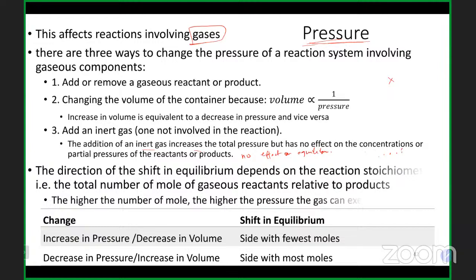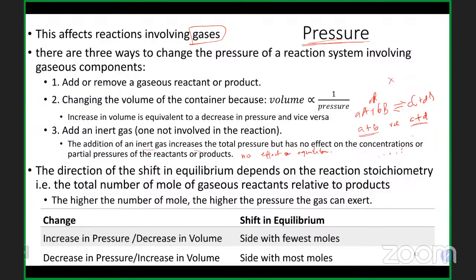Anyway, so how does pressure affect equilibrium? First thing you have to notice is the relative number of moles of the reactants compared to that of the products. The higher the number of moles, the higher the pressure it can exert. So we'll look at an example. aA plus bB going to cC plus dD. Now we're looking at A plus B relative to C plus D. Whether pressure affects it will depend on this stoichiometric relationship.